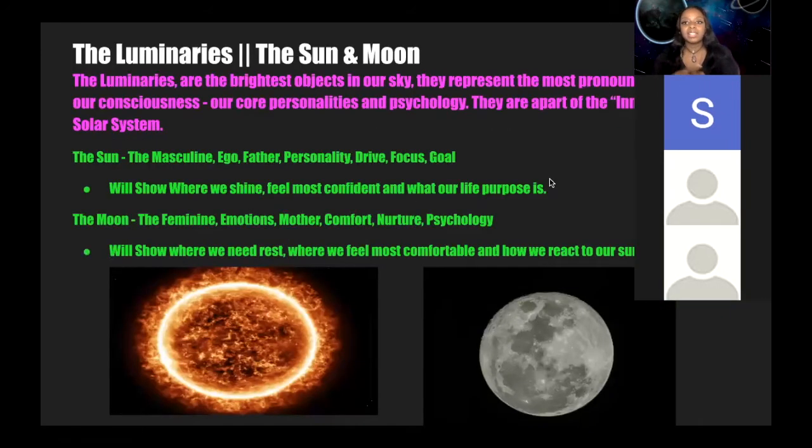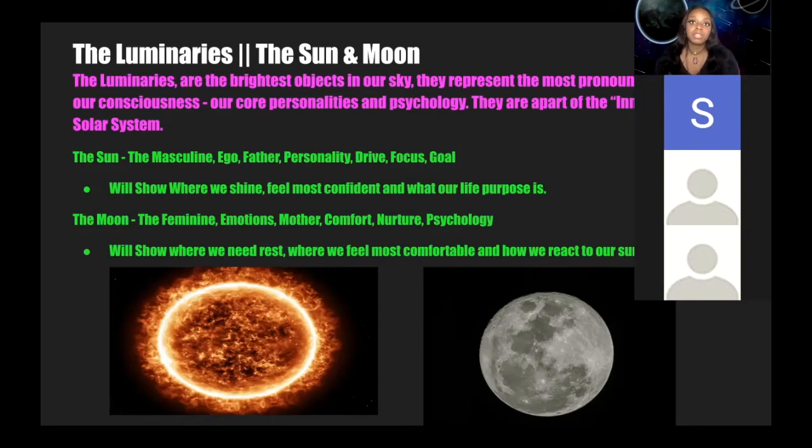So now let's break down each of these planetary categories. The first category, as we spoke about, is the luminaries, which includes the sun and the moon. The luminaries are the brightest objects in our sky, and they represent the most pronounced aspects of our consciousness, our core personalities and psychology. They are a part of the inner planets of our solar system. So these planets are really, really defined in our consciousness because they're the brightest objects in our sky.